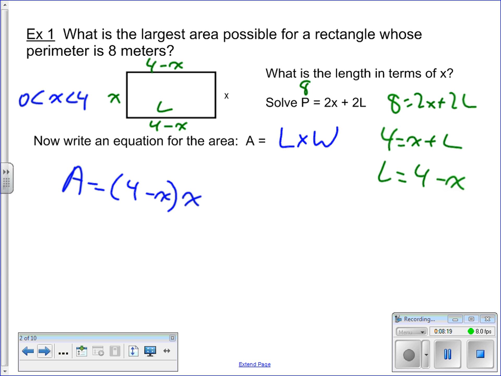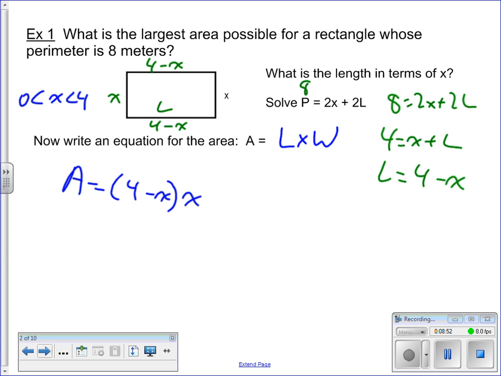Do you understand what I did there? My domain limitations. It's very nice to figure out the domain limitations before you get started with optimization, so you know anything you can throw out if you get an answer that doesn't work. Right now, we know our minimum area is going to be 0 at the endpoints. So anything in between is most likely going to be a maximum. Usually this is the way it works out.